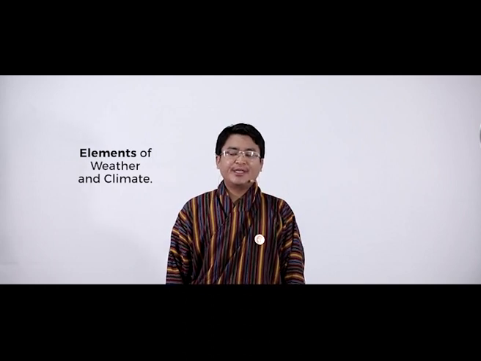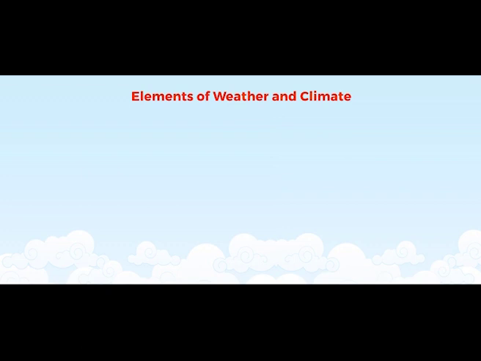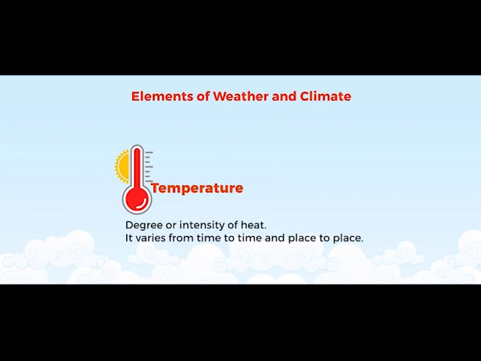Next topic is on elements of weather and climate. When we are studying the elements of weather and climate, we are studying the determinants of weather and climate. So the first element of weather and climate is temperature. Temperature refers to the degree or intensity of heat. It varies from time to time and place to place.